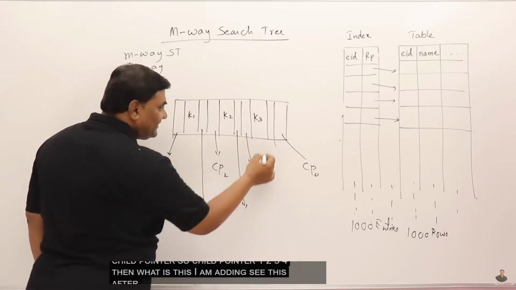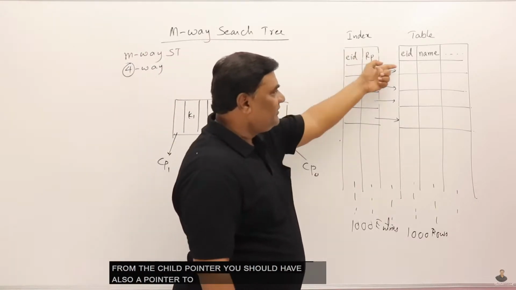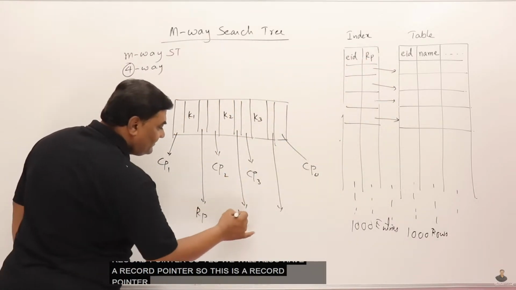Then what is this I am adding? See this. After every key, I have a pointer. This is nothing but, if you have keys here and you are taking an m search tree as an index, then apart from the child pointer, you should have also a pointer to a record. That's a record pointer. So yes, we will also have a record pointer.